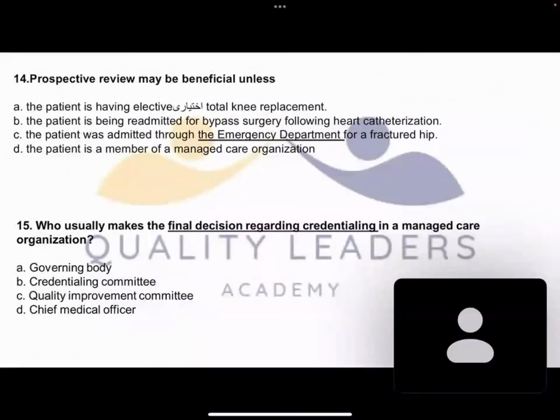What's the answer here? The statement is asking you to identify the situations or conditions under which a prospective review might not be beneficial. When we say prospective, it is a review conducted before a procedure or service is provided. So what's the correct answer here? It's letter?